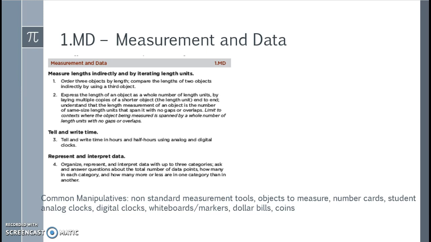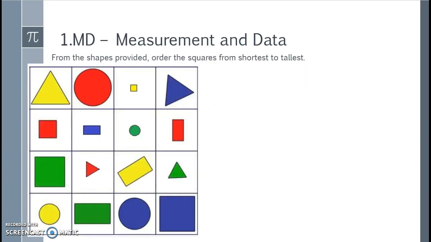Some common manipulatives, we're still going to use those non-standard measurement tools that we used in kindergarten. We need objects to measure, perhaps number cards, analog and digital clocks, whiteboards, markers, dollar bills, coins, anything that we can grasp our hands on. So from the shapes provided, order the squares from shortest to tallest.